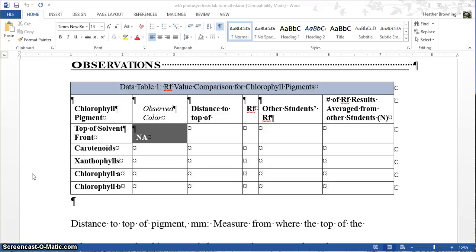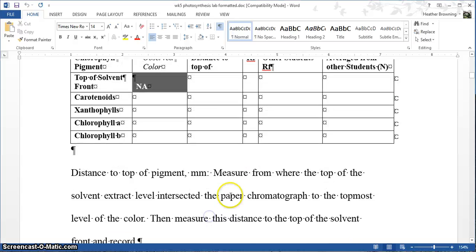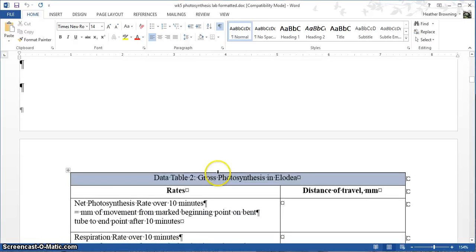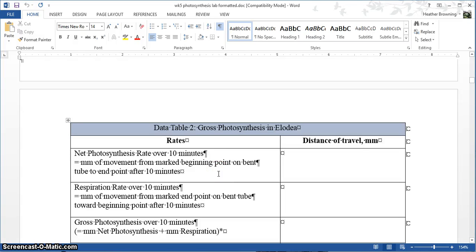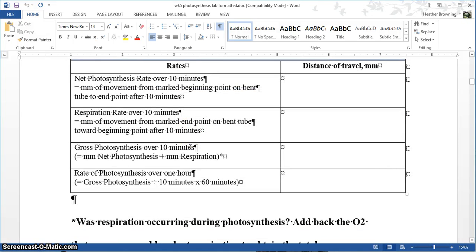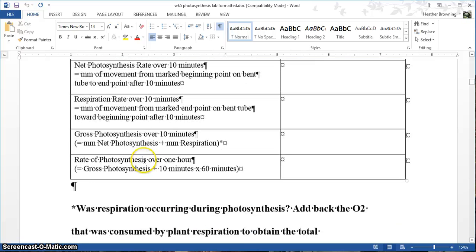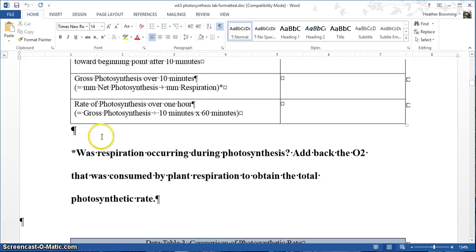We only serial task. Okay, so you're going to have your different colors up here. And it tells you how to measure everything. So you'll fill it in, be all pretty with the different colors and everything. Then for this one will be the rates. So how far did it travel? How long? Well, you did 10 minutes for all of them, right? So you should be fine.